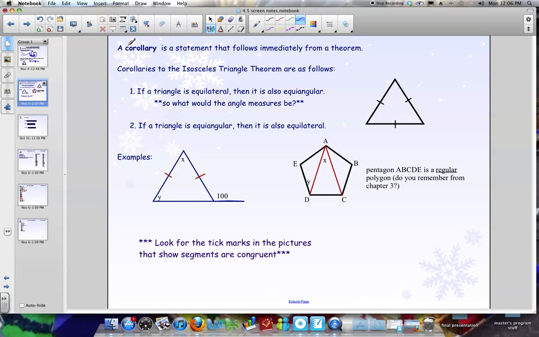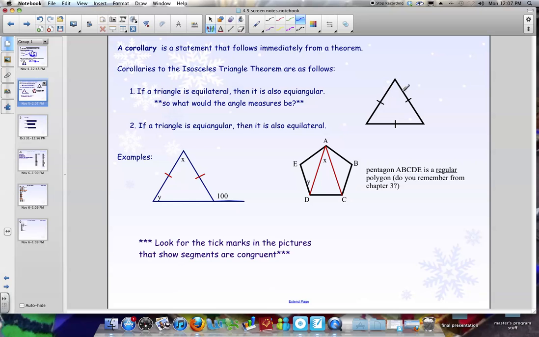In this section, we are introduced to something called a corollary. A corollary is a statement that goes along with a theorem. It's kind of the theorem's sidekick. Corollaries to the isosceles triangle theorem involve that if a triangle is equilateral, then it is also equiangular. So in other words, if all three sides are congruent, then all three angles would have to be congruent.